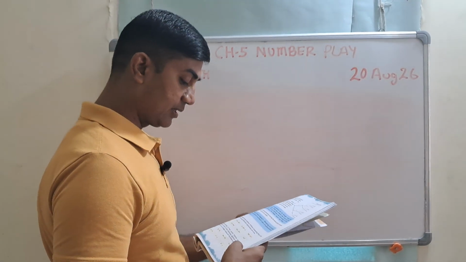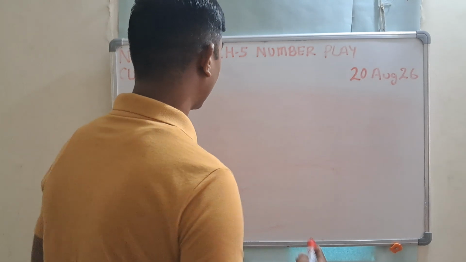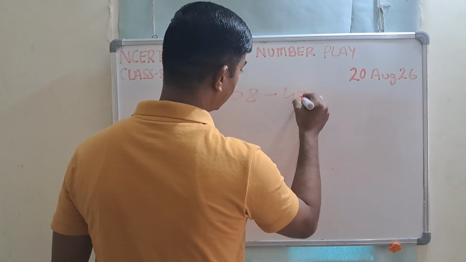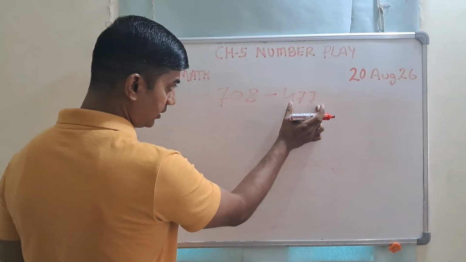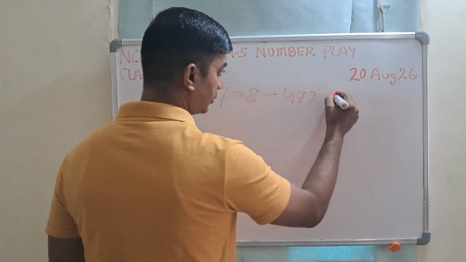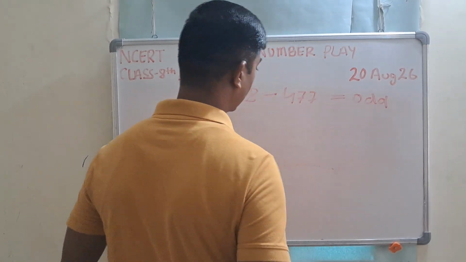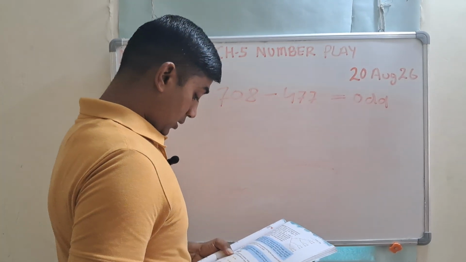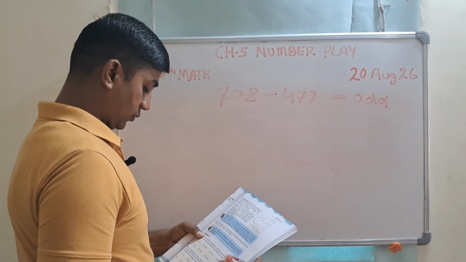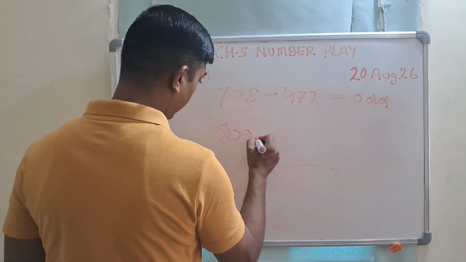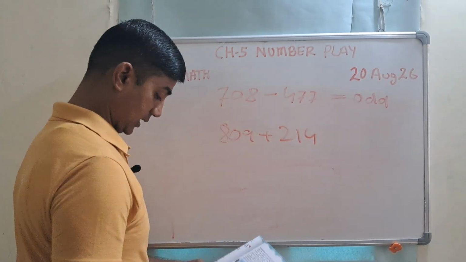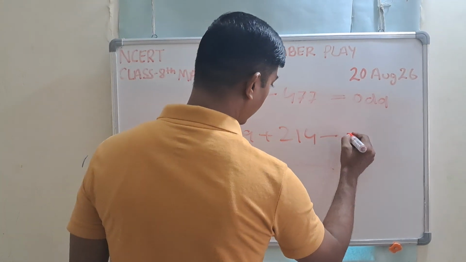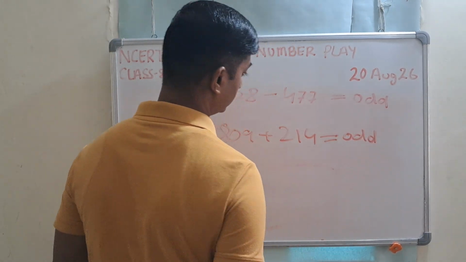Now we have 708 minus 477. Understood? 708 minus 477 means odd is subtracted from even, so the result will be odd. Understood? What is next? Okay. Now 809 plus 204. This is our expression. Now this is odd, this is even. When you add, you will get the result odd.